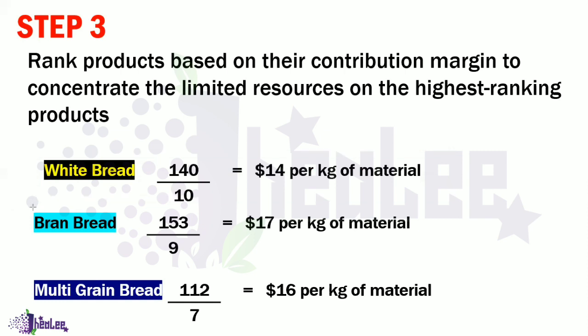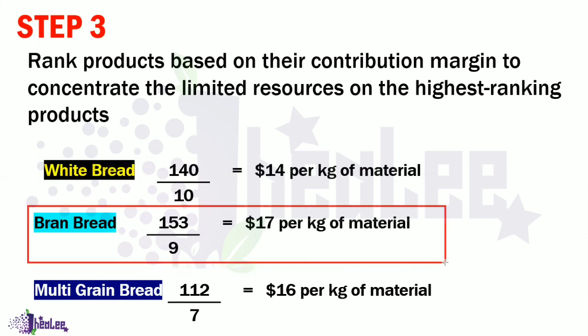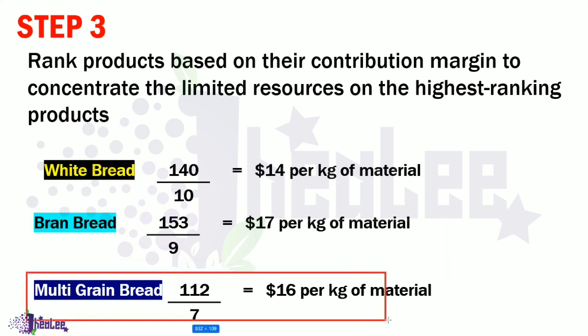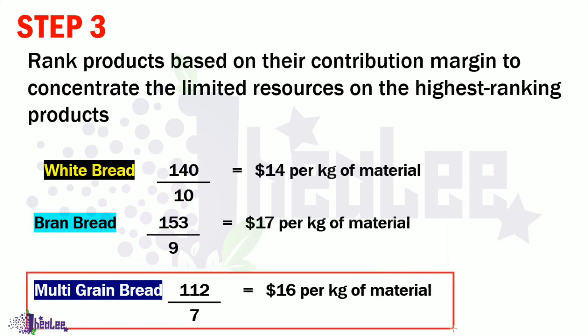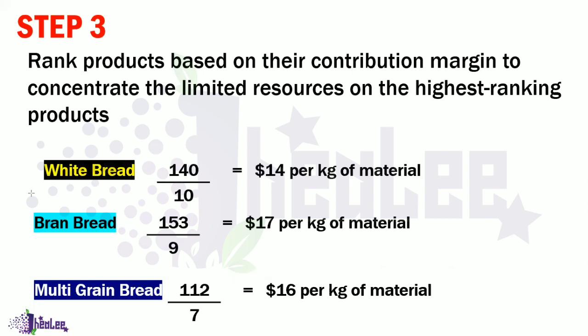We're seeing bran bread at $17 per kg, while the multigrain is $16 per kg of the limiting factor of yeast. Now, this information is what we're going to use to determine which one is given priority in order of production based on the limiting factor. And we are going to select the one that gives the highest contribution per limiting factor first.